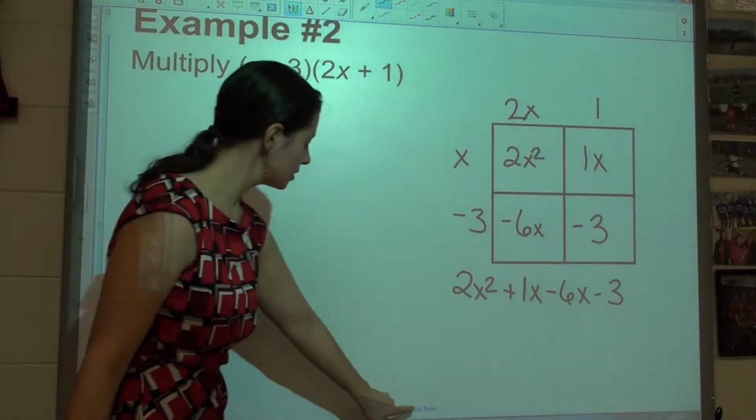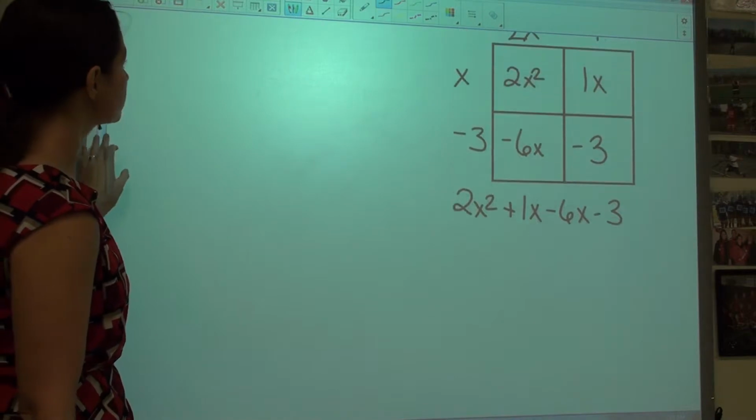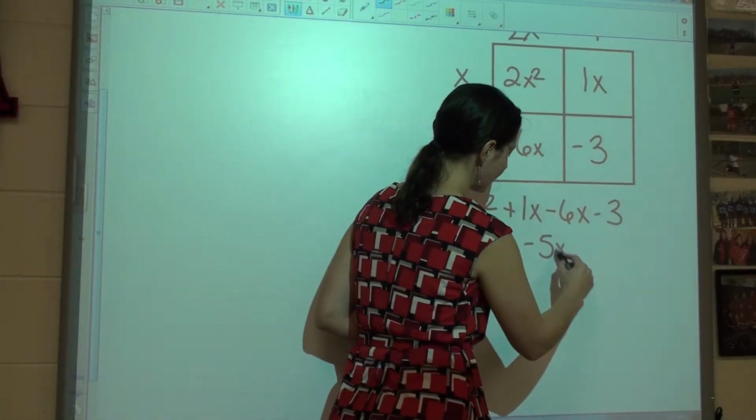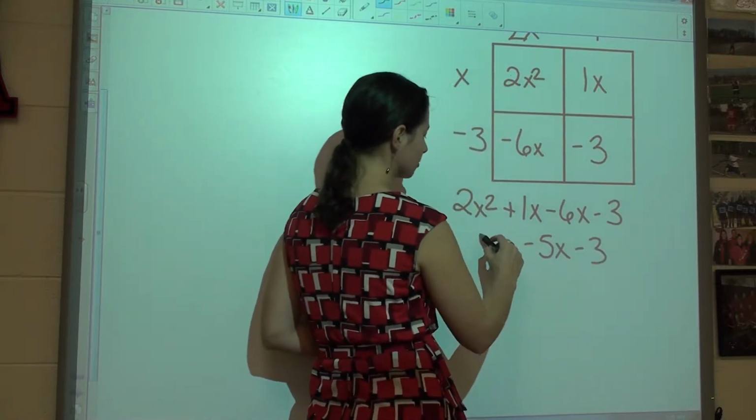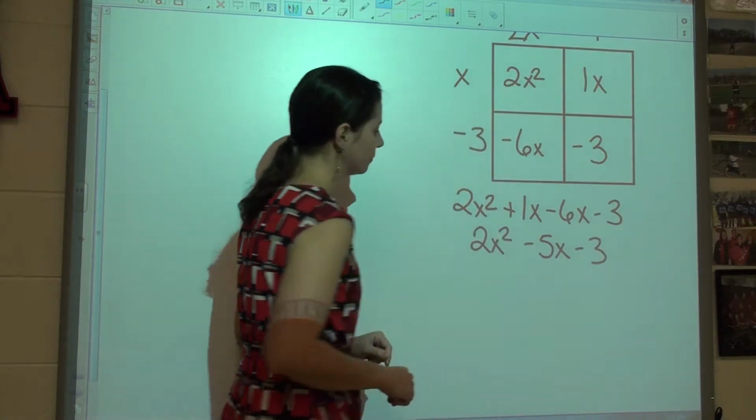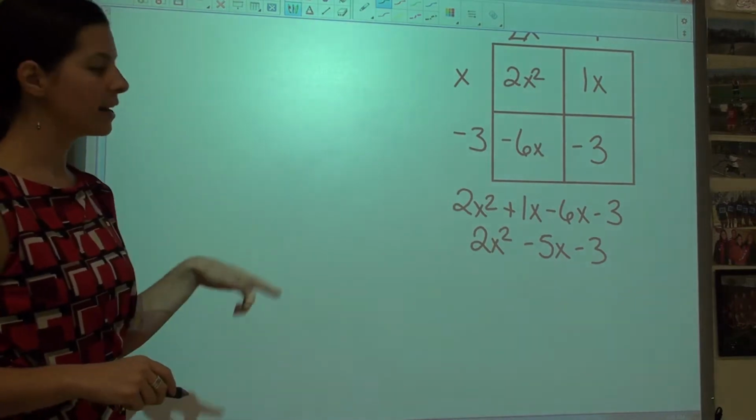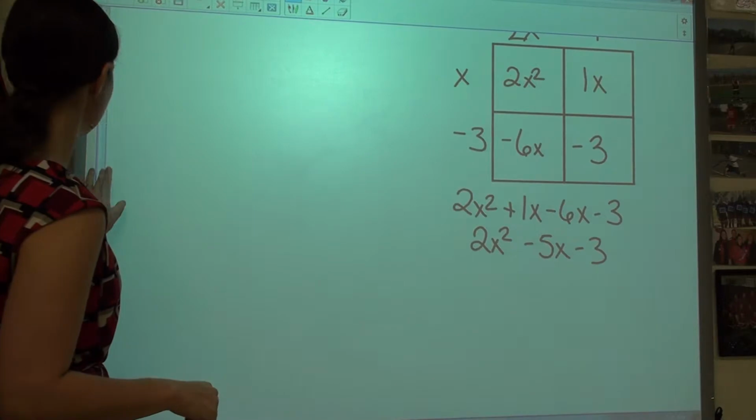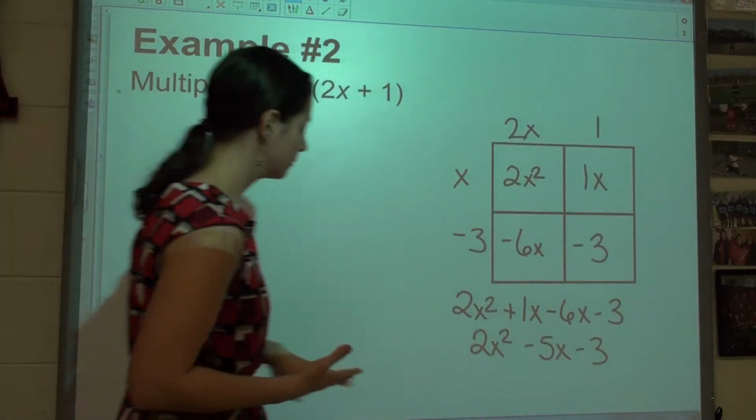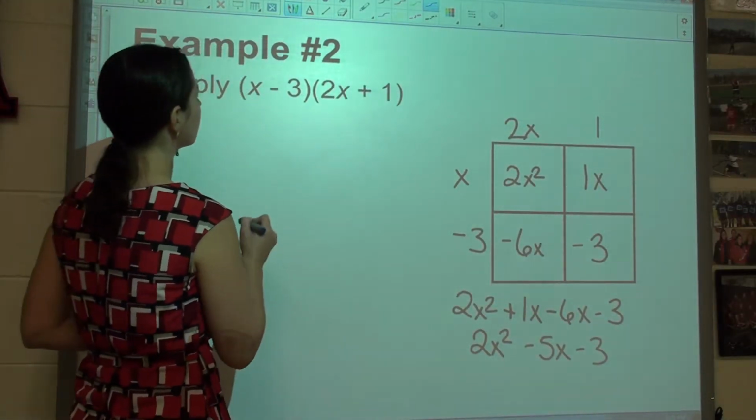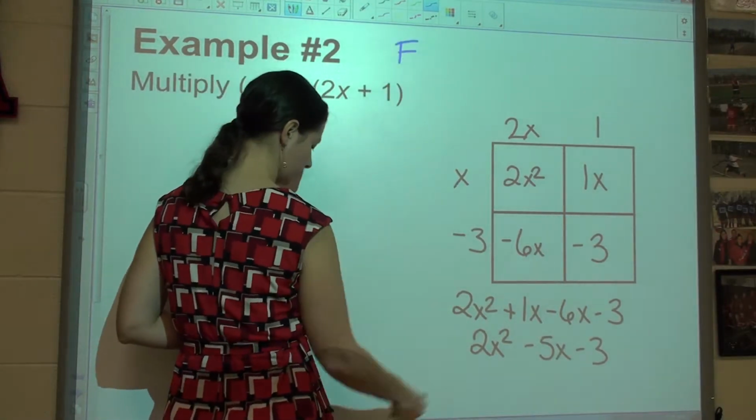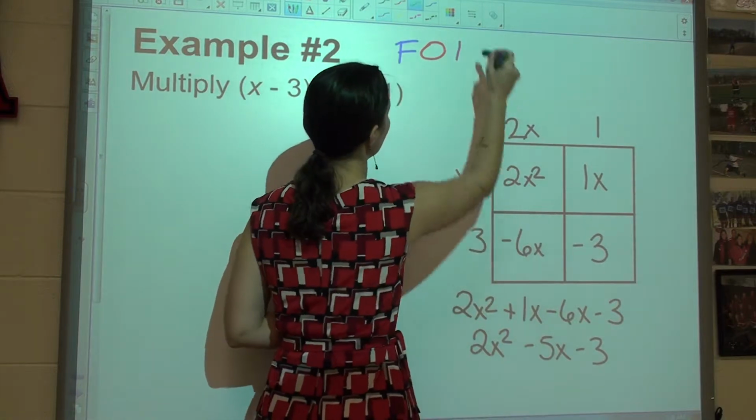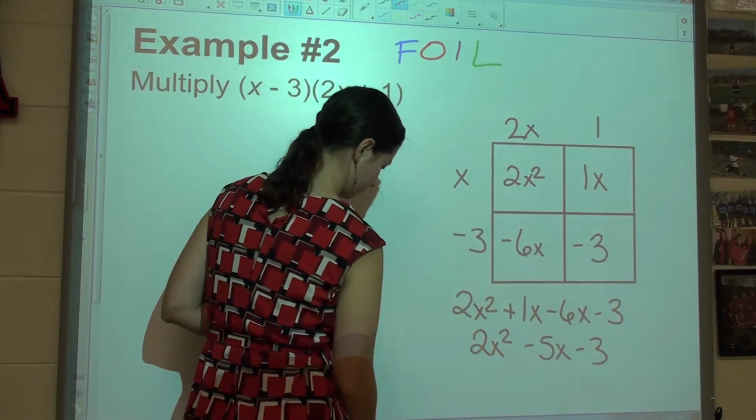Now, hopefully you've noticed that you can combine your like terms. 1x minus 6x will give you a negative 5x. And then we just bring the minus 3 down and the 2x squared. So you have 2x squared minus 5x minus 3. Now for distributing, or double distributing as it should be called, you're going to multiply what we call FOIL. First, outside, inside, and then last.